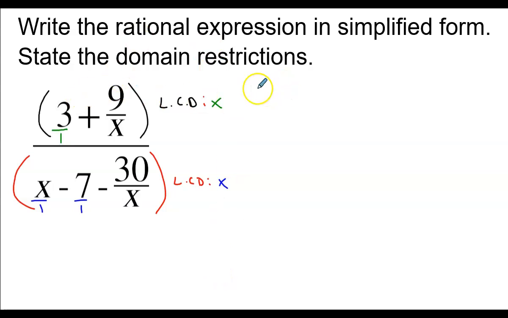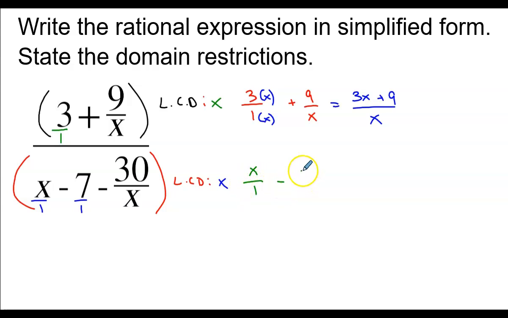All right, first one. So I have 3 over 1 plus 9 over x. This first fraction is missing a denominator of x, so I'm going to multiply both numerator and denominator by x. And that's going to leave me with 3x plus 9 over x.